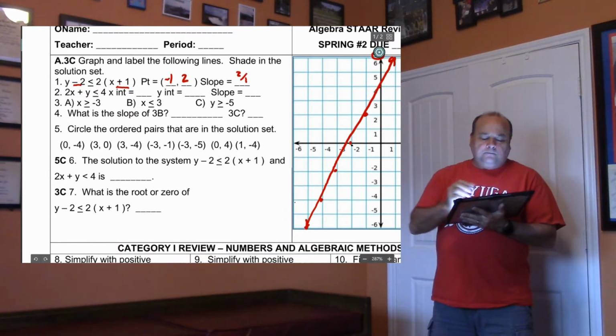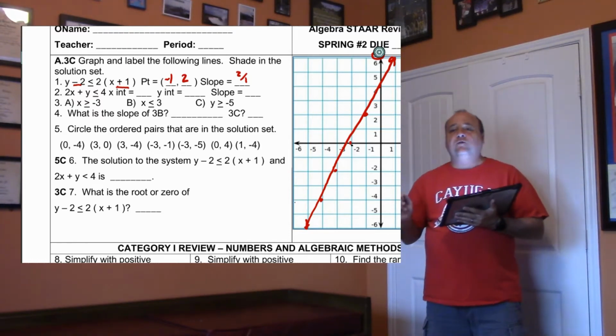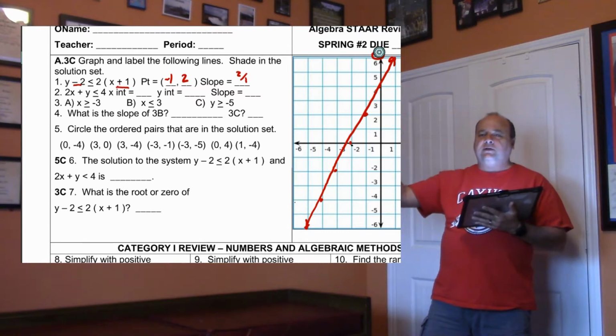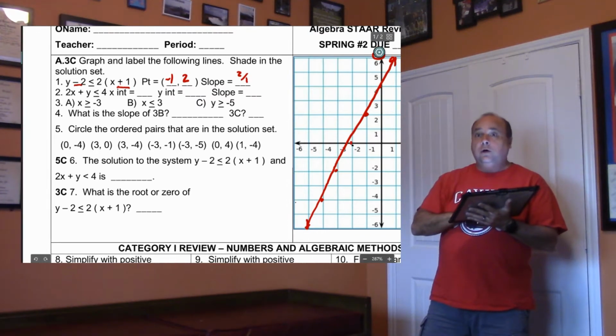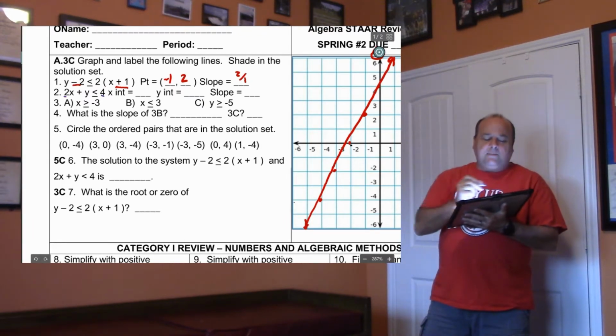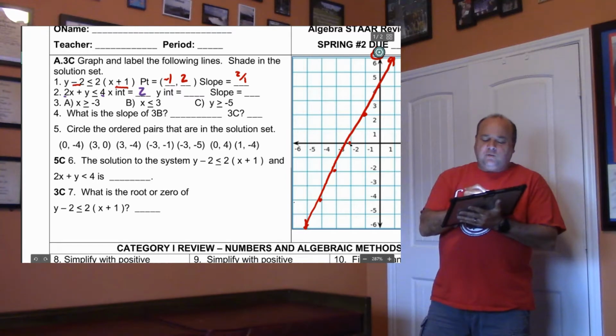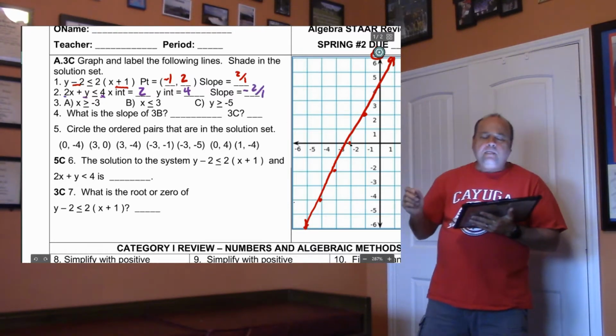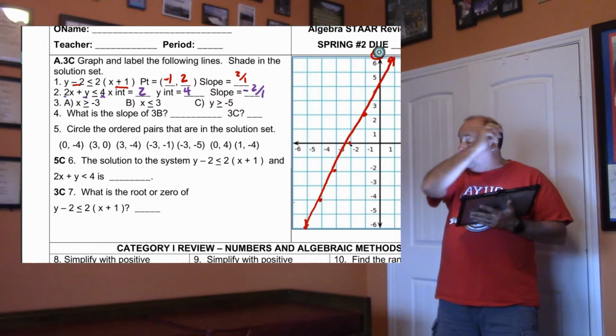Okay, number 2, this is in standard form. So remember, C over A is your x-intercept, C over B is your y-intercept, negative A over B is your slope. So my x-intercept is going to be 4 divided by 2, which is 2. My y-intercept will be 4 divided by 1, which is 4. And my slope is going to be negative 2 over 1. Okay, so that's how you get that slope.